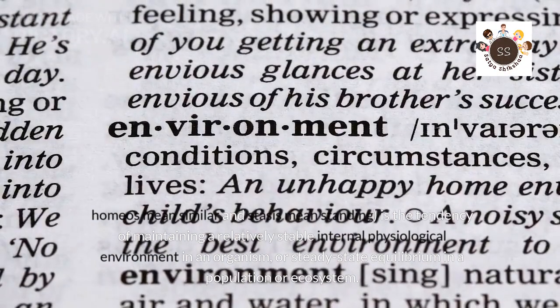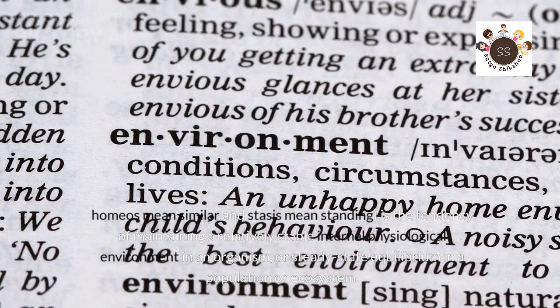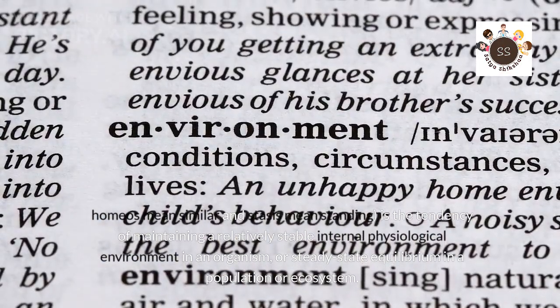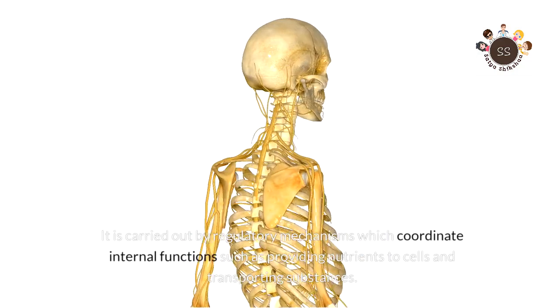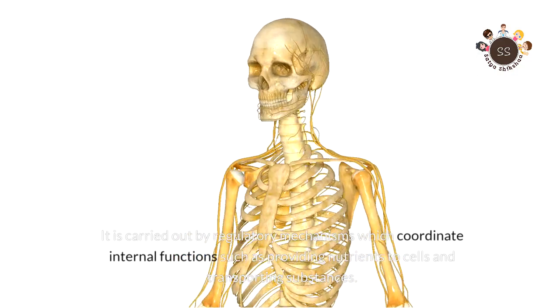Homeos means similar and stasis means standing, is the tendency of maintaining a relatively stable internal physiological environment in an organism, or steady-state equilibrium in a population or ecosystem. It is carried out by regulatory mechanisms which coordinate internal functions such as providing nutrients to cells and transporting substances.